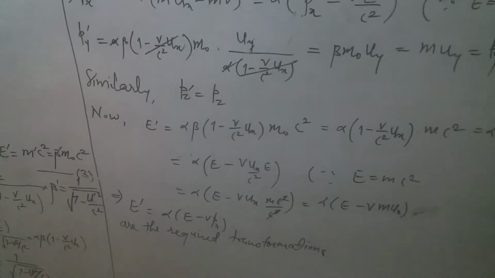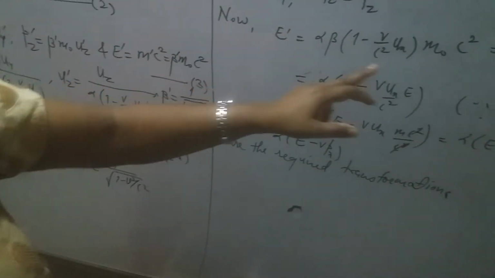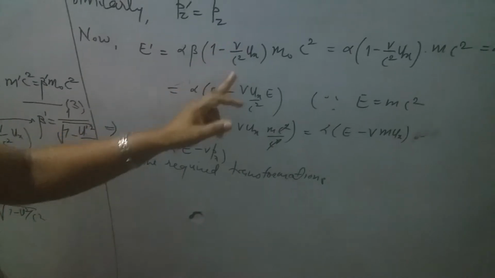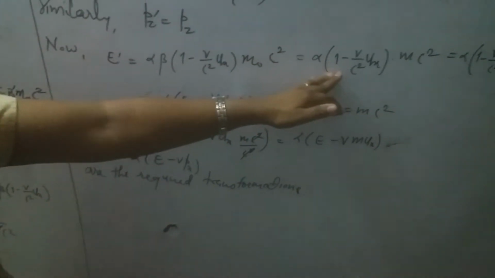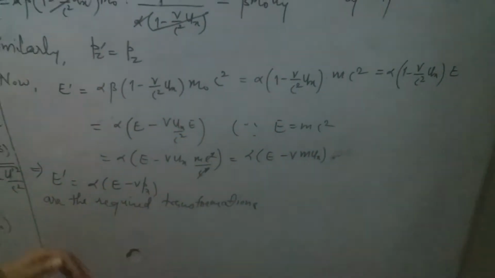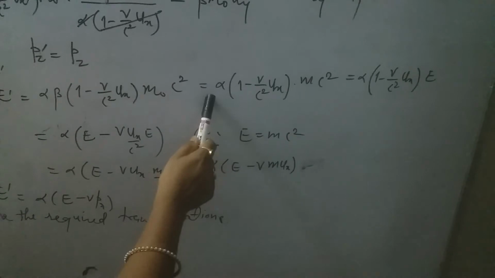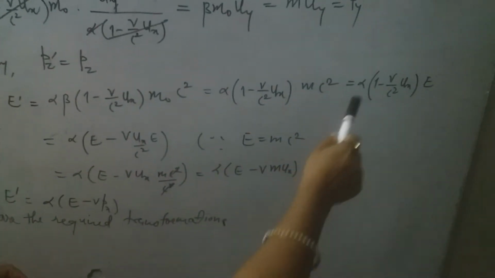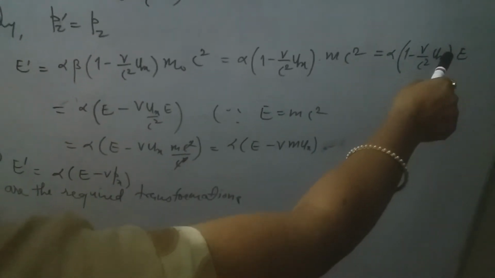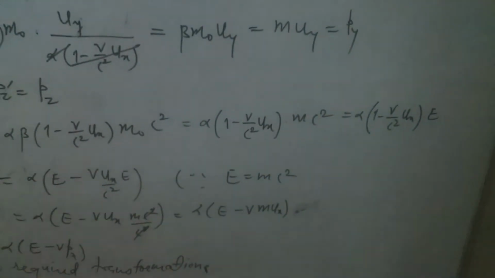Now E dash, in E dash also we substitute the value of beta dash. Just substituting the value of beta dash as alpha beta into 1 minus v by c square into ux, m naught c square as it is, we will get this term in this form. Now beta m naught we denoted by m, so it is alpha into this bracket, beta m naught as m into c square as it is. So it is alpha into 1 minus v by c square ux into, again, E equal to mc square. So we are using that here.